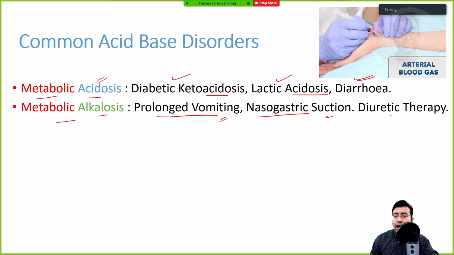And diuretic therapy. Diuretic therapy is one thing that you need to memorize right now, because the principle of diuretic therapy will be taught in second year pharmacology, and then you will understand why diuretic therapy can lead to alkalosis. Okay, these two are enough for you as a first year student.